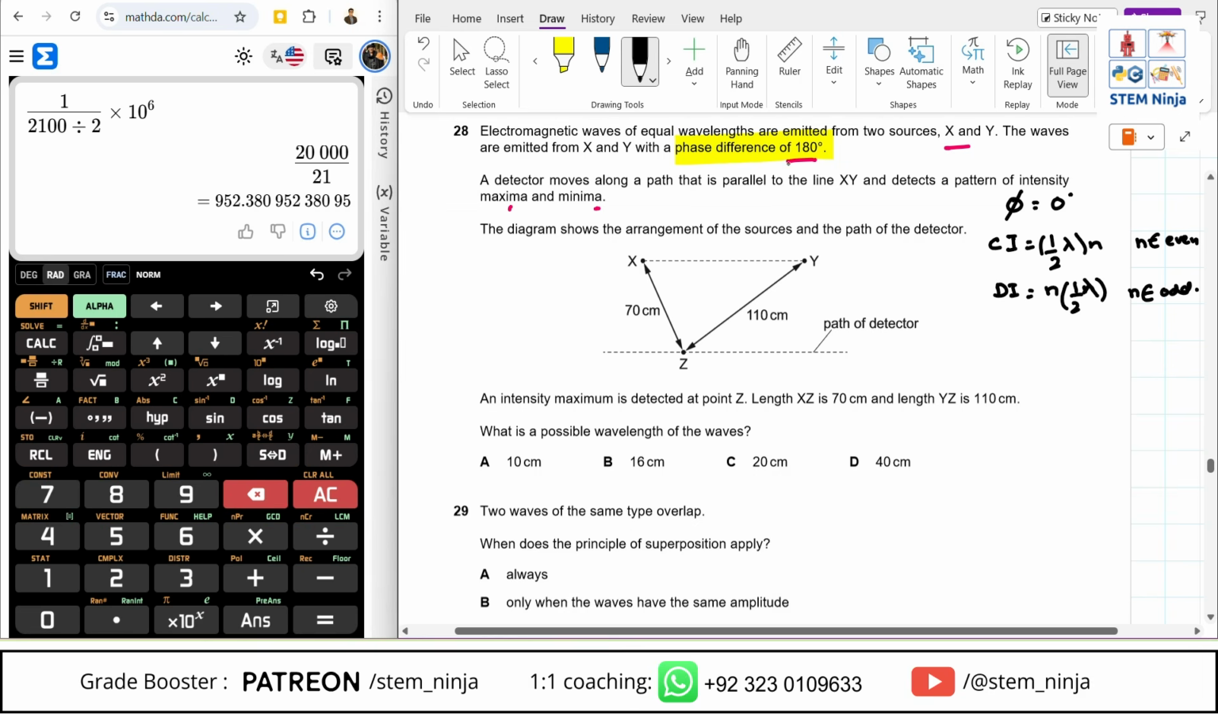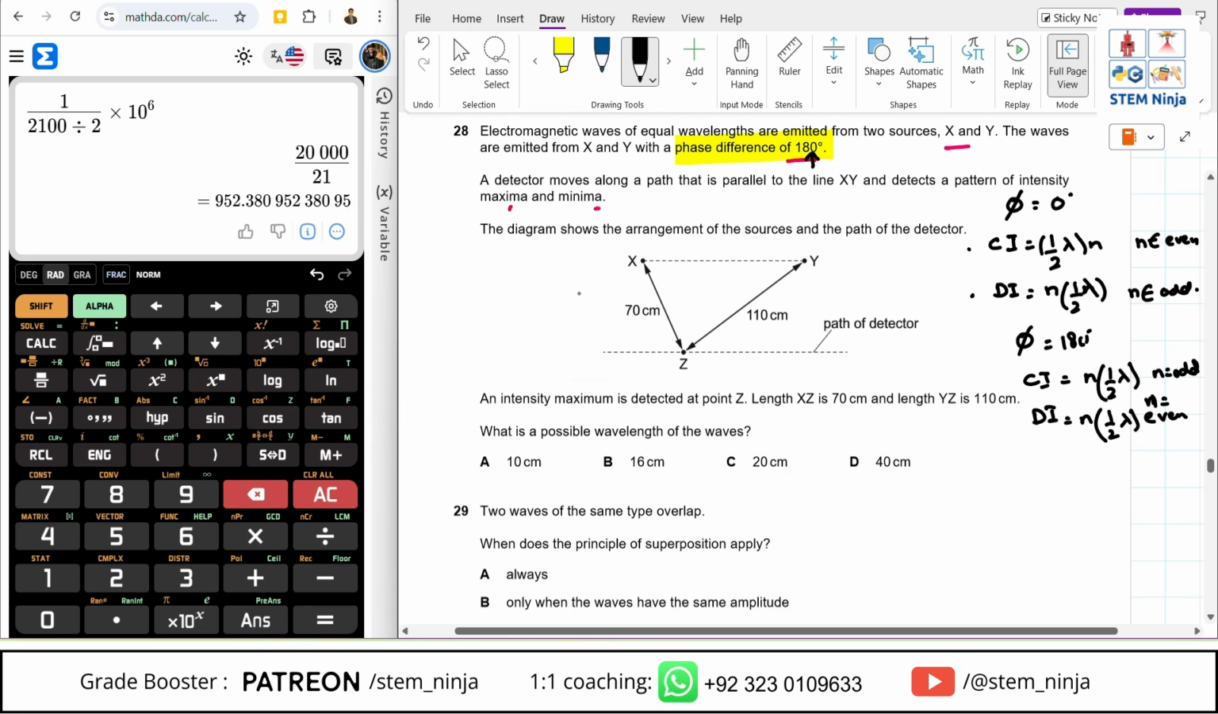However, the phase difference is already 180 degrees. So this means that the rules, these two, will be reversed. This time, the constructive interference will happen at odd multiples of half wavelengths, where n is odd, and destructive interference will happen at even multiples of half wavelengths. Where n is even, sorry.